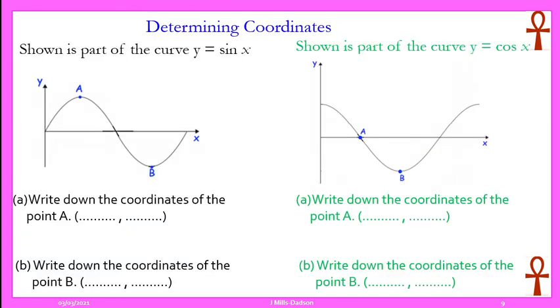Okay, now quickly, how do you determine the coordinates? Like I said before, if you remember your values, you should know the coordinate of A on the sine x graph. So the highest point is 1. This is negative 1. That will be the y coordinate. But what about the x? So the first one, A, is 90 and 1. Second one, B, 270 and negative 1. What about the cos graph? A is 90 and 0. And B will be negative 180 and negative 1.